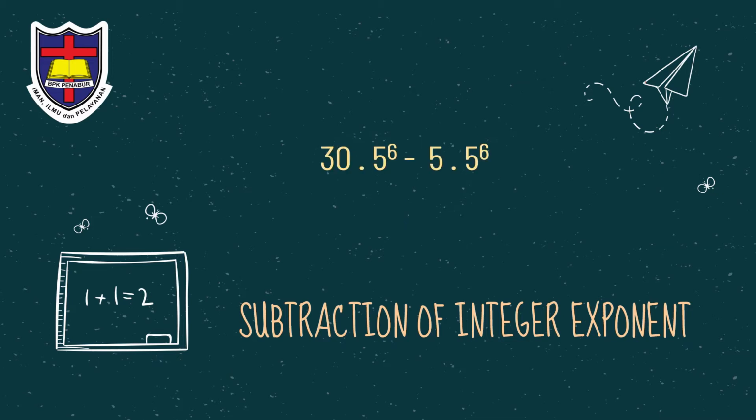Now for the example, if I have 30 times 5 to the power of 6 minus 5 times 5 to the power of 6, because the base number and the exponent are the same, we can write it as 30 minus 5 times 5 to the power of 6. 30 minus 5 equals 25. So we have 25 times 5 to the power of 6.